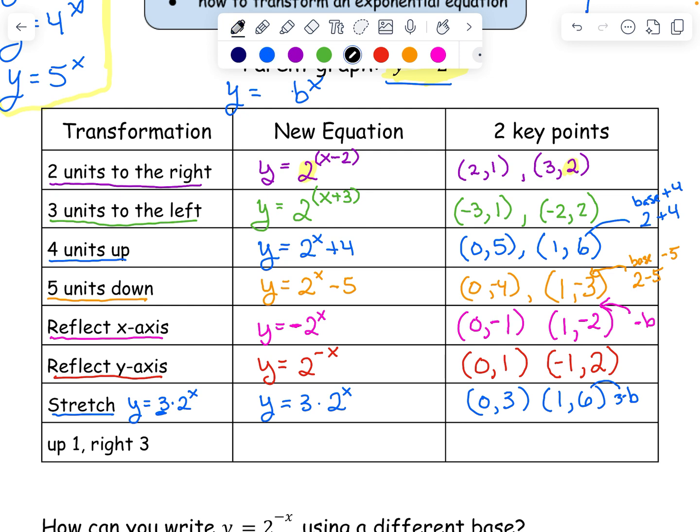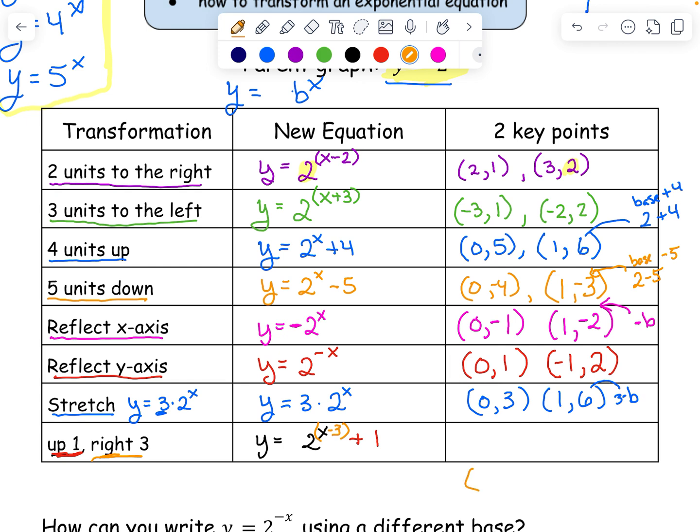Okay, now let's do 2 things. We're going to go up 1. So we take our original, and we go up 1. So that means this is going to be +1. And we go to the right 3, which means that this is going to be x minus 3. Okay, so we went up 1.